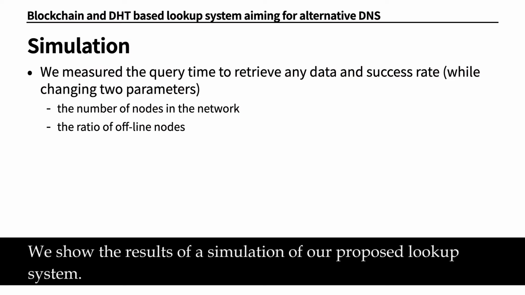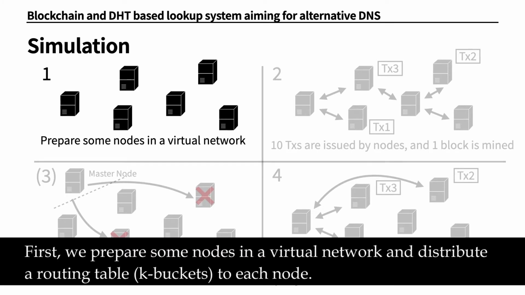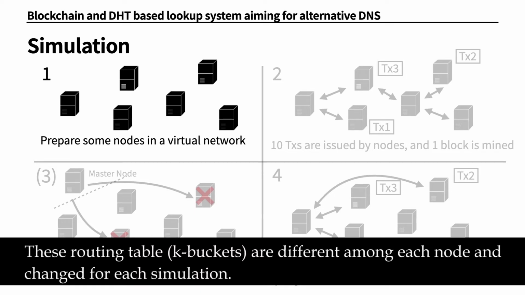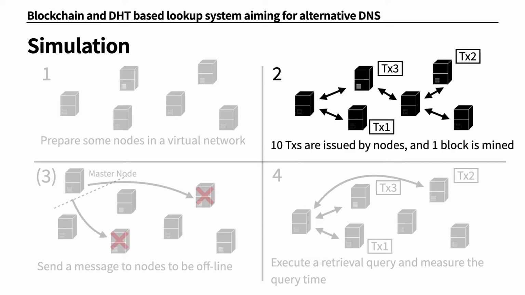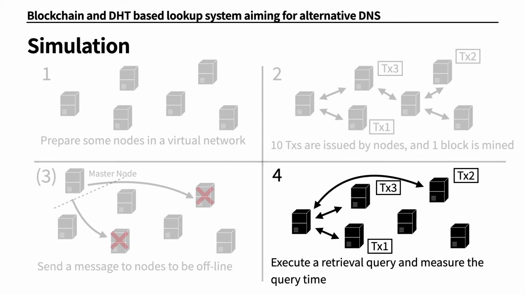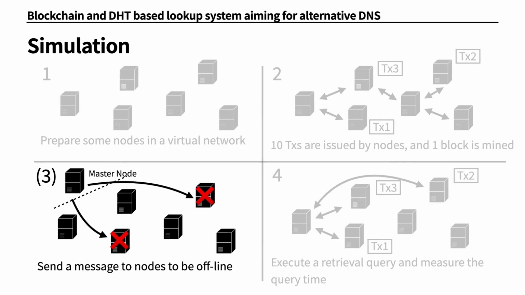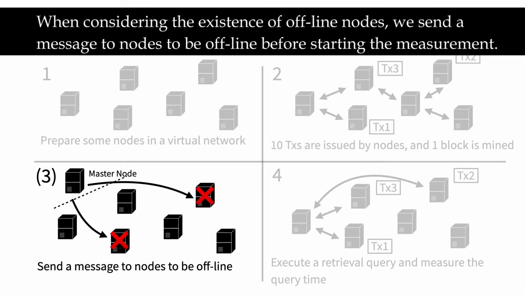We show the results of a simulation of our proposed lookup system. In this simulation, we measure the query time to retrieve any data and the success rate of retrieval while changing two parameters. First, we prepare some nodes in the virtual network and distribute a routing table to each node. These routing tables are different among nodes and changed for each simulation. Next, 10 transactions are issued by nodes, and then one block is mined by a node. After that, we execute a retrieval query from all nodes and measure the query time. When considering the existence of offline nodes, we send a message to nodes to go offline before starting the measurement.